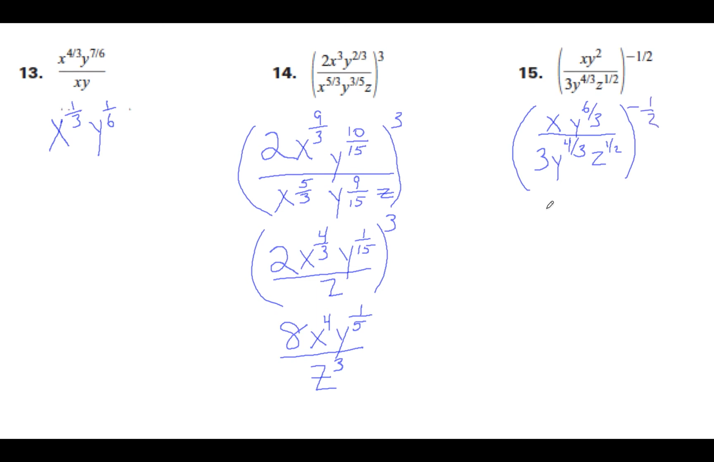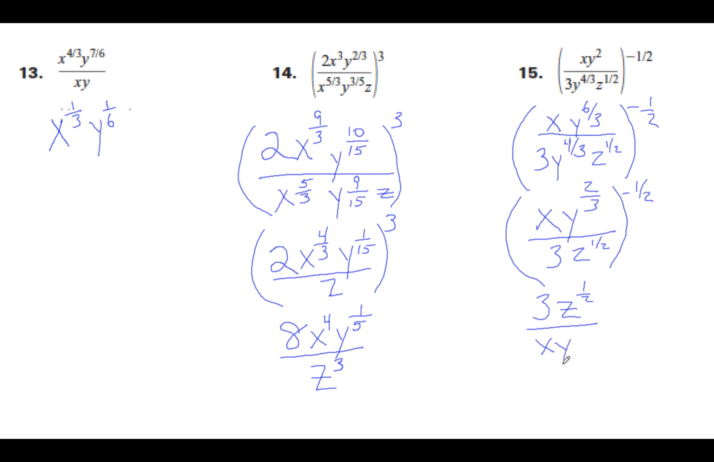So this becomes x times y to the 2/3. This becomes 3z to the 1/2 times -1/2. Now we're going to flip it upside down. 3z to the 1/2 over x y to the 2/3 to the 1/2 power.